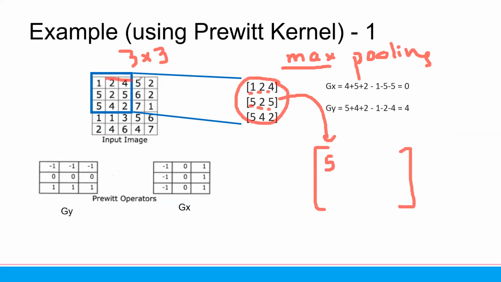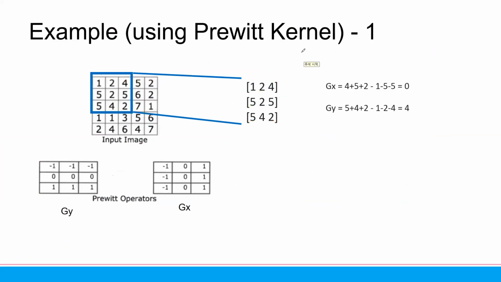And then we will do the next. What is the maximum? 2, 4, 5, 2, 5, 6, 4, 2, 7. Then we will get 7 as the maximum. And we will go to the next: 4, 5, 2, 5, 6, 2, 2, 7, 1. What is the maximum? 7. So we put 7. And so on until we finish the input. This is max pooling.